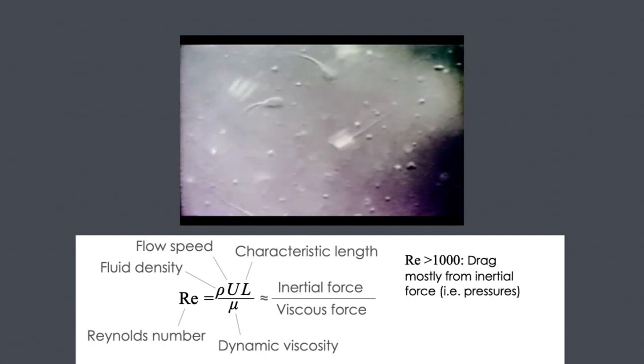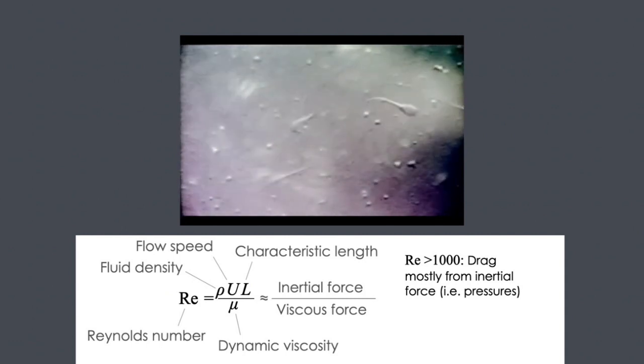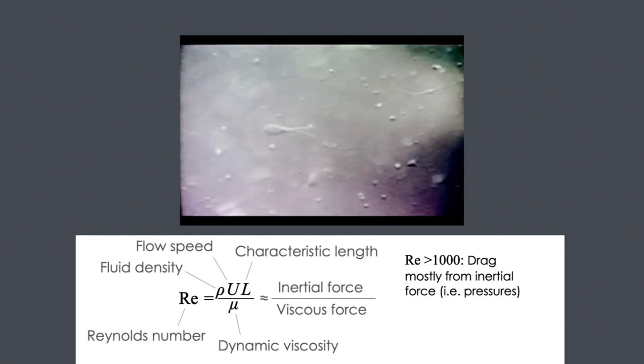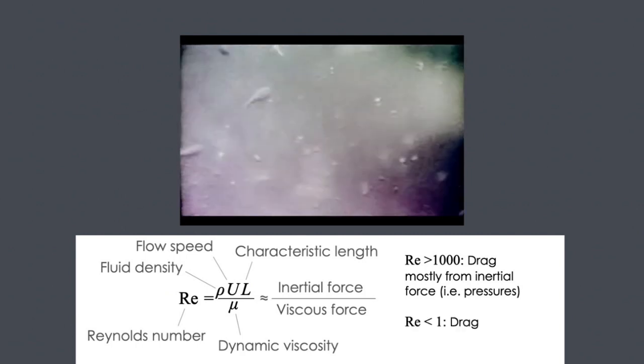So if your Reynolds number is roughly above 1,000, most of the drag, most of the thrust, most of the lift is going to be generated by pressure differences on the surfaces of the animal, whereas a microorganism is going to be just dominated by the viscous forces that are generated by the fluid.